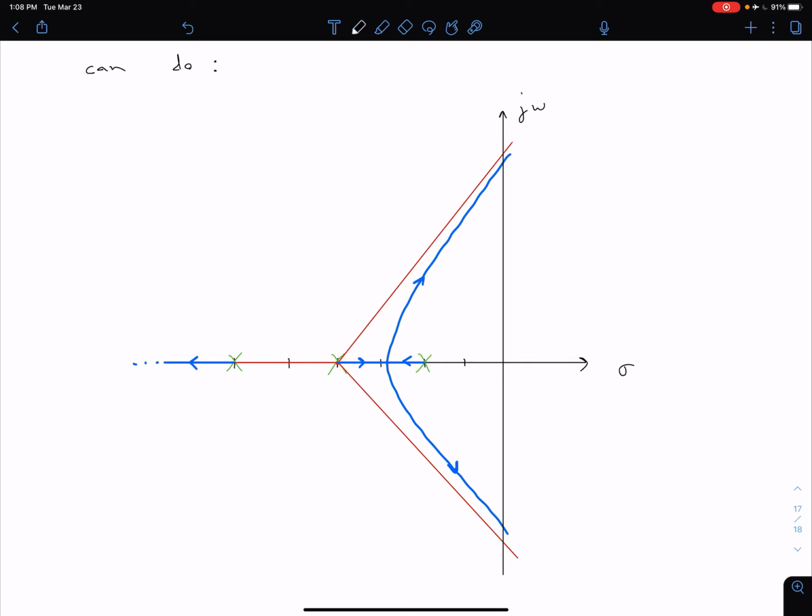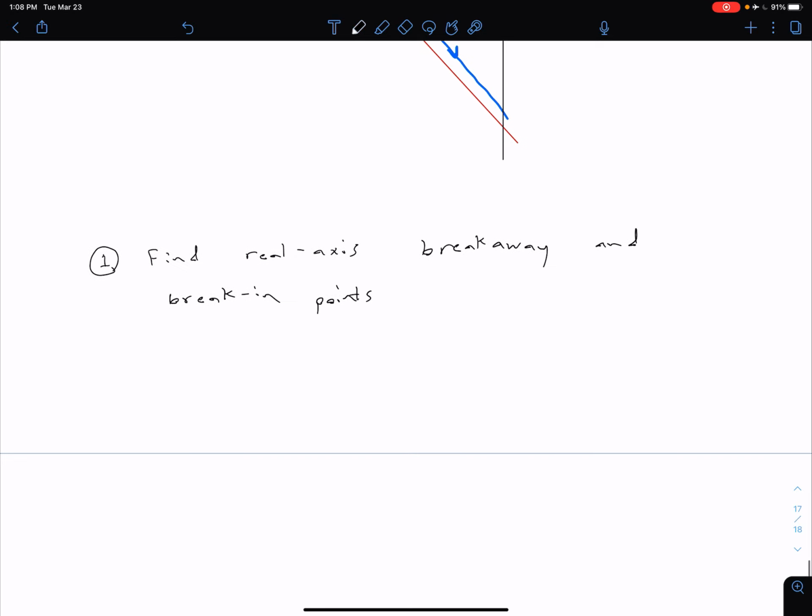And so we could ask ourselves, why is that important? Well, that's important because that breakaway point, or we could also have a break-in point, is going to be the demarcation between overdamped versus underdamped responses. So of course, when it's on the real axis, we have 2 real poles, so that means it's going to be an overdamped system. But as soon as it moves off of the real axis, we have an underdamped system.